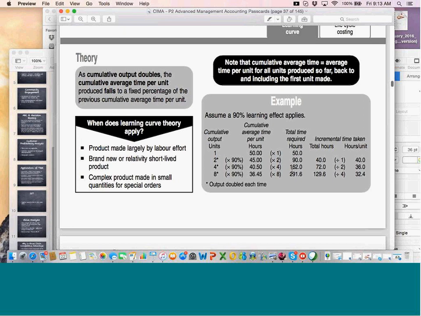And similarly, the more you make, the more you become an expert. You're making it in different ways, and you are reducing the number of hours taken. That's how it's going from 40 to 32. The calculation is, you're going to be dividing it by the number of output, human output.